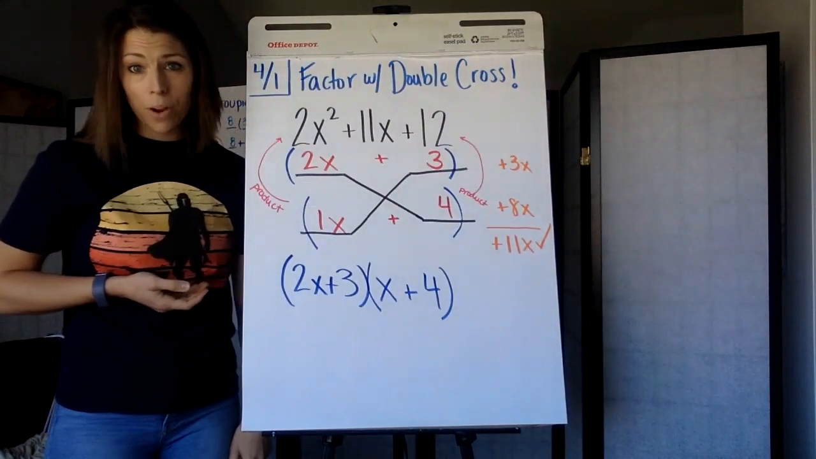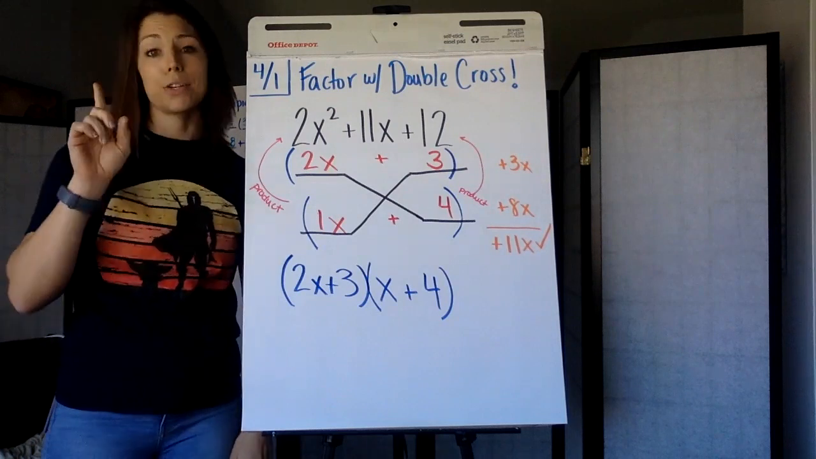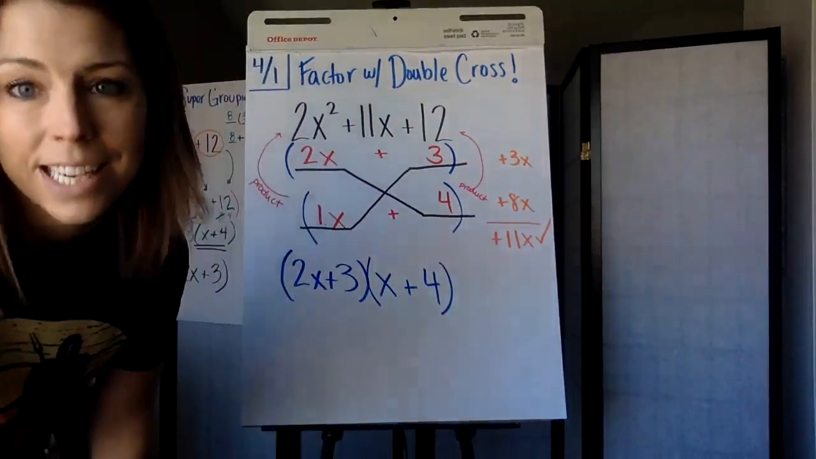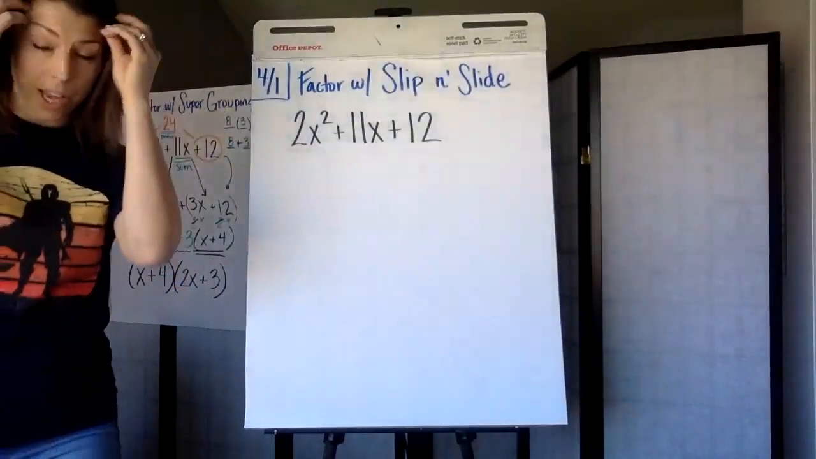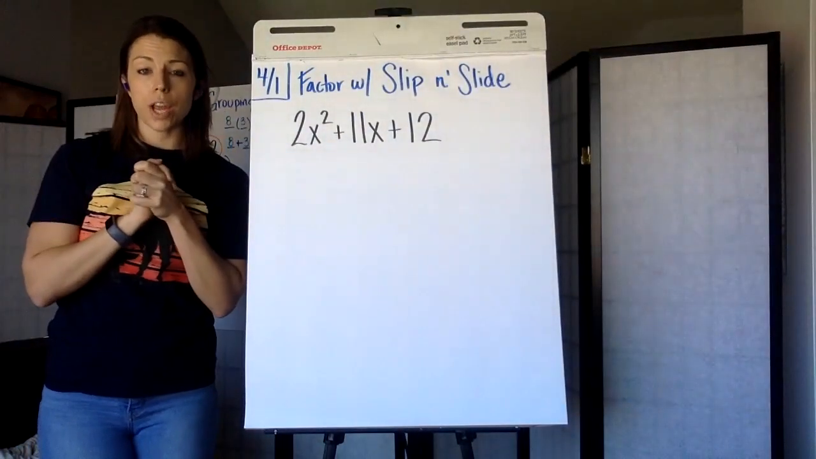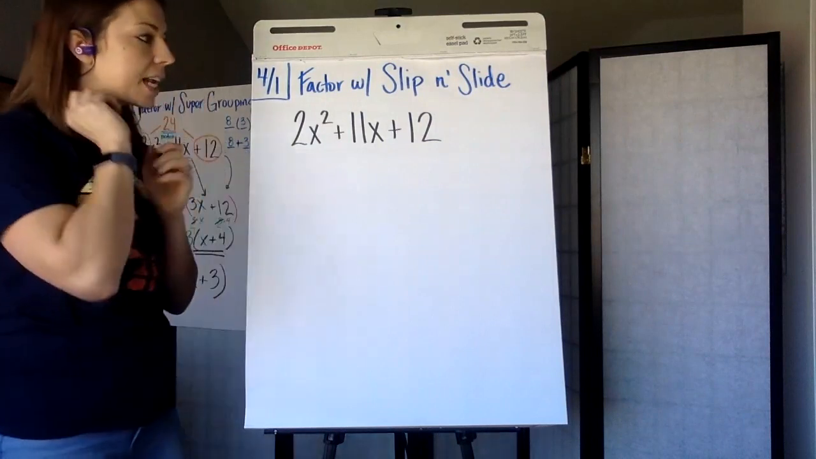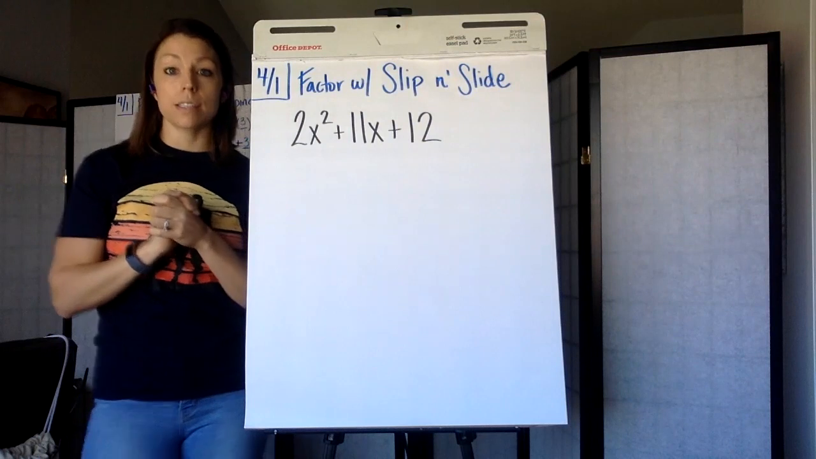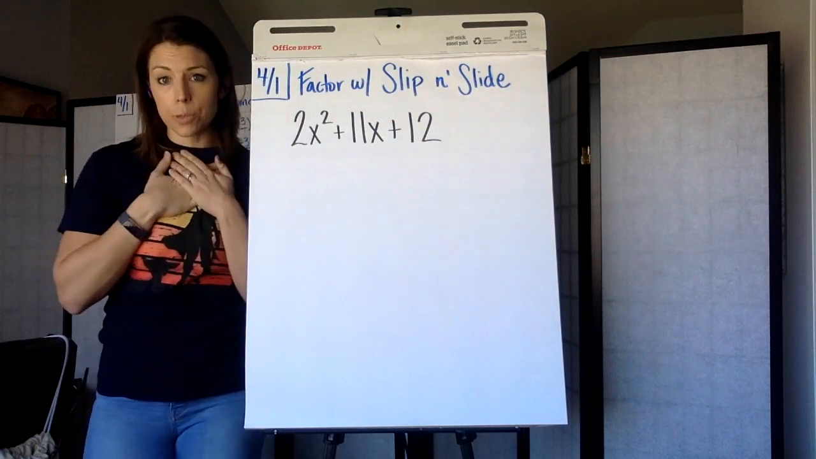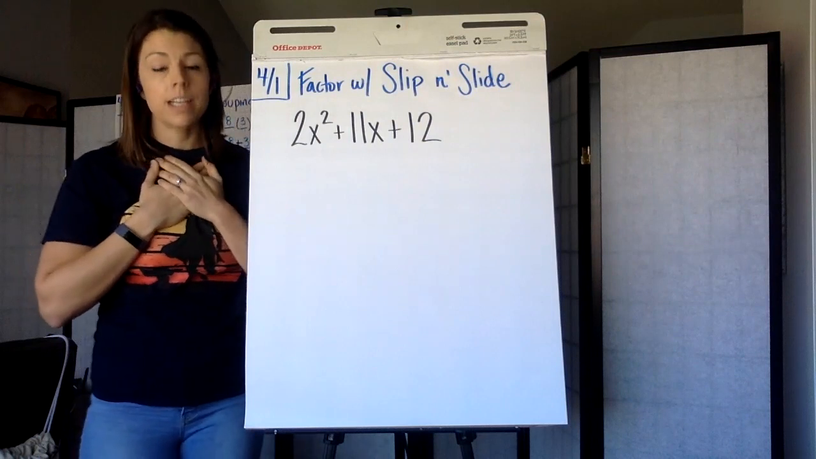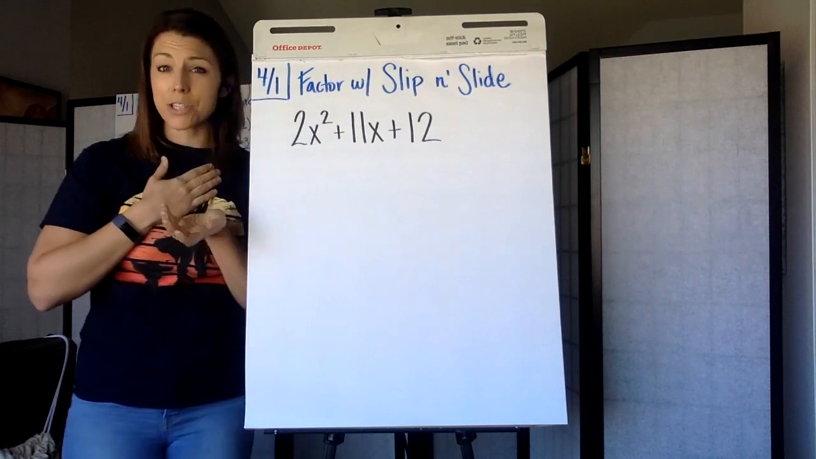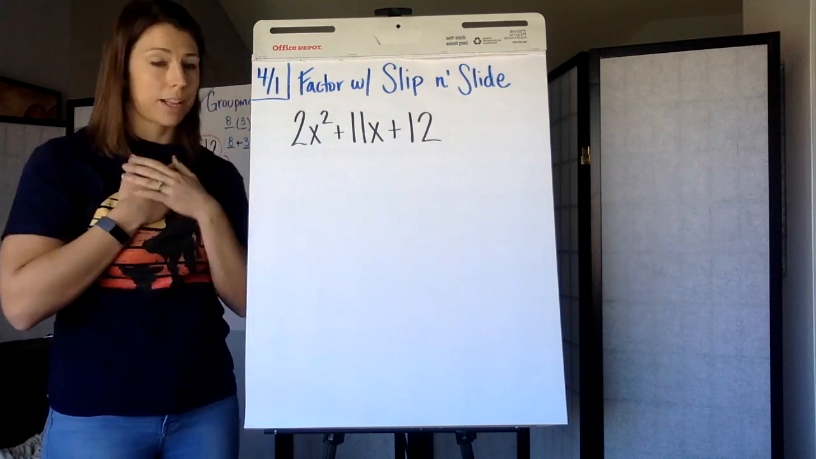If you don't like double cross and you don't like supergrouping, there is one final method called slip and slide that we're going to go over right now. All right, here we go. Same trinomial, 2x squared plus 11x plus 12. This time we're going to do our third method called slip and slide. Now, when I taught Algebra 1 last term, so in the fall, slip and slide was a favorite method from those students, and it's something I actually learned on a YouTube video, ironically enough.